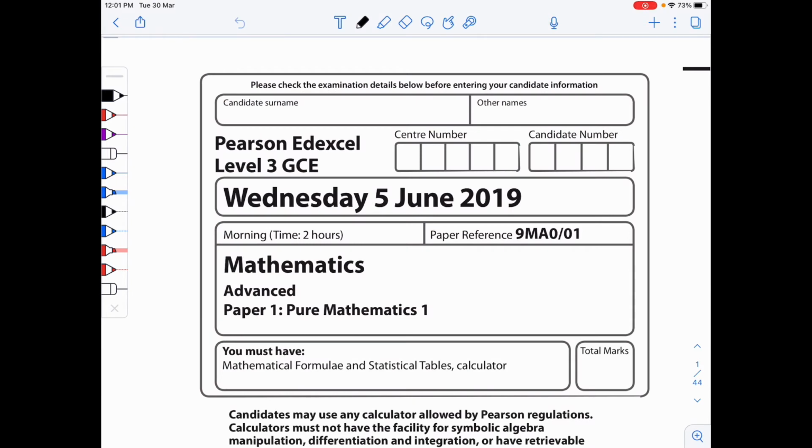Hi everyone, today we'll be looking at paper 1, Pure Mathematics 1 of June 19.